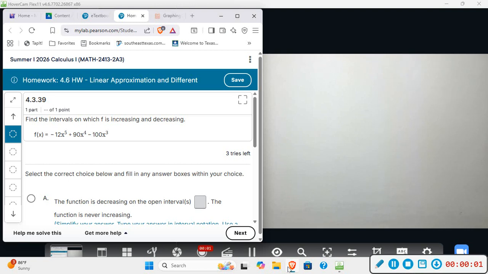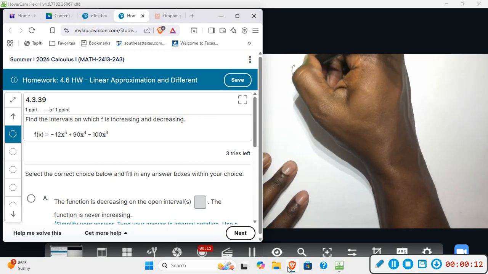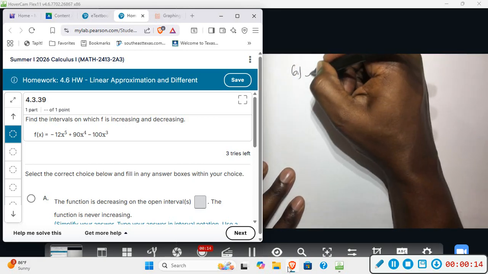All right, number 6. This is from section 4.3, so we just have a review. We're going to find intervals on which f is increasing and decreasing. Just good to practice finding derivatives of functions.